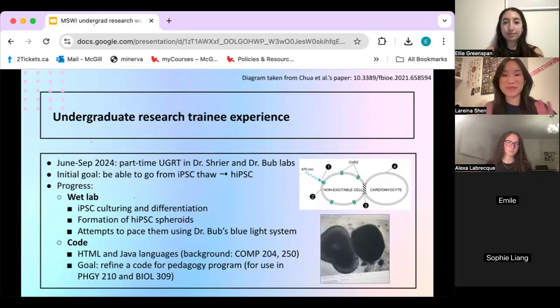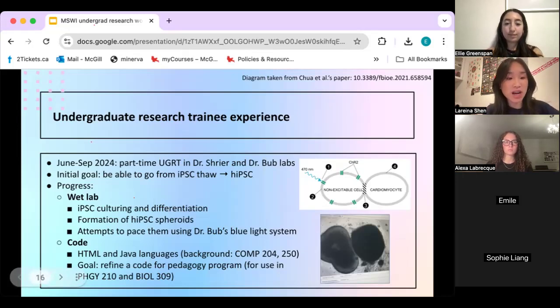If you have any questions about my research, feel free to ask me more, but I'm just going to go through it a little quickly. I formed spheroids, and then using these spheroids, I tried to pace them optogenetically using Dr. Bub's blue light system. Here in the diagram, it's a non-excitable cell, like a HEK cell. I'm not sure how many people are familiar with HEK cells, but they're transfected with a light-sensitive channel. So if you stimulate them with light, you'll be able to stimulate the cardiomyocyte and control their beating rate. This is really applicable to arrhythmia research and pacemakers.